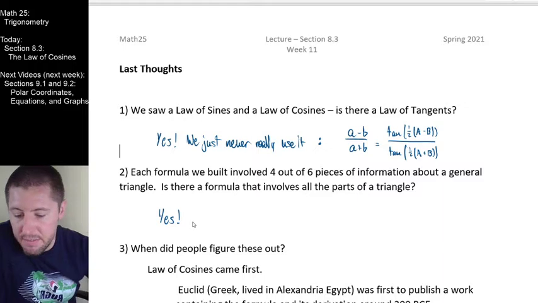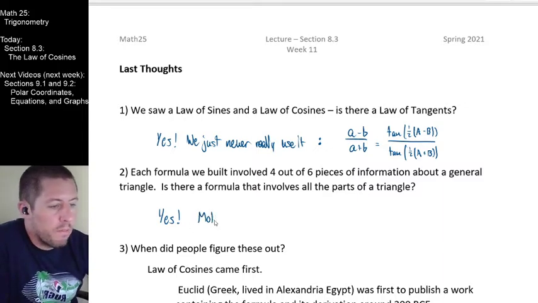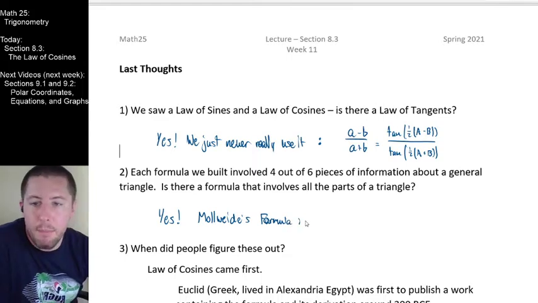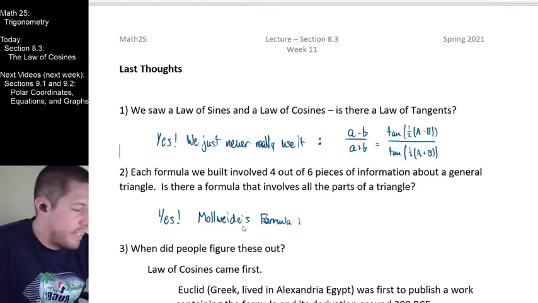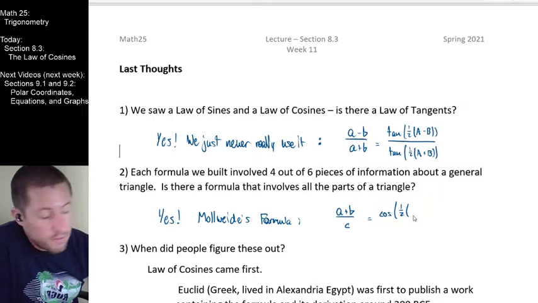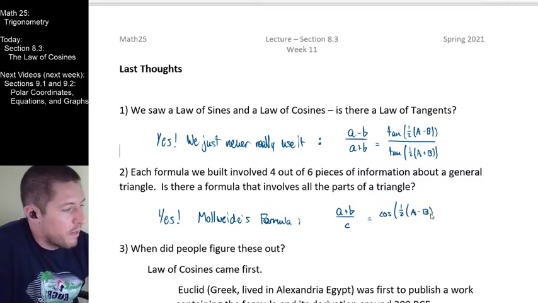So we're going to again give an emphatic, yeah, there actually is. This is referred to as Mollweide's formula. I'm almost 90% sure he's German, so the final e would be pronounced. But in any event, there is this formula out there, and it looks kind of crazy, but it technically exists. There are all 3 of our side lengths, and this is going to be equal to the cosine of 1/2 of (A minus B), all divided by the sine of 1/2 of C.